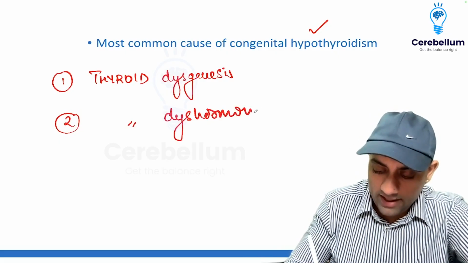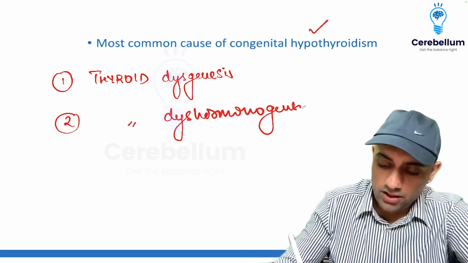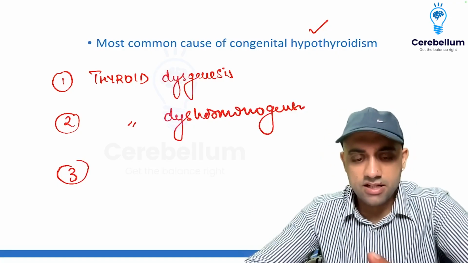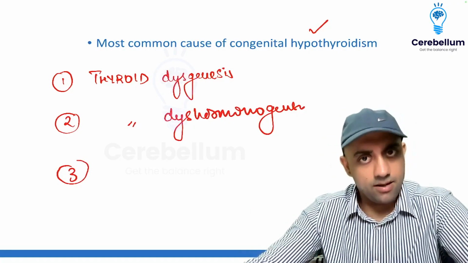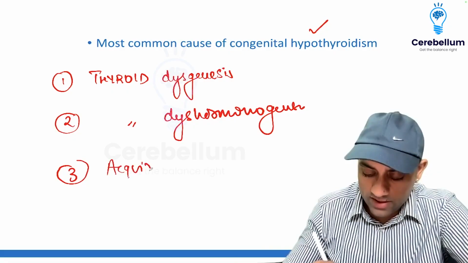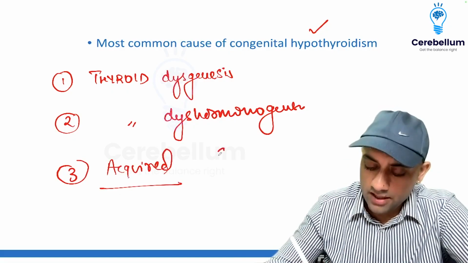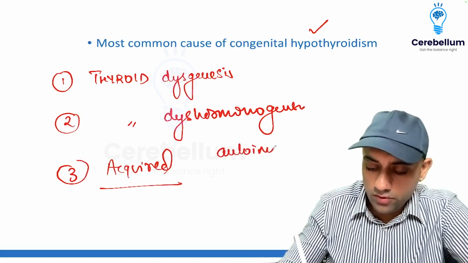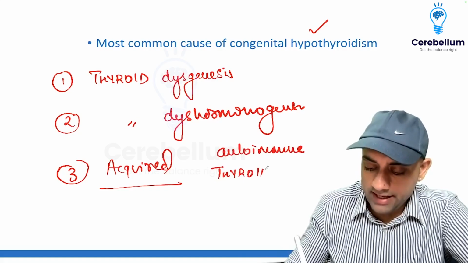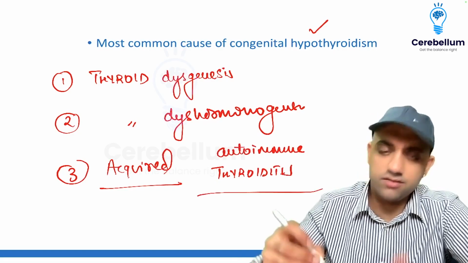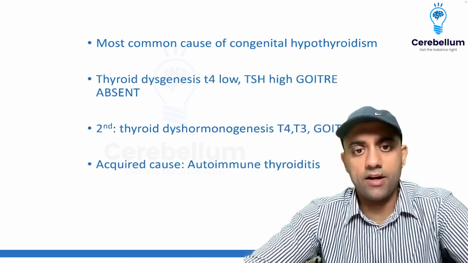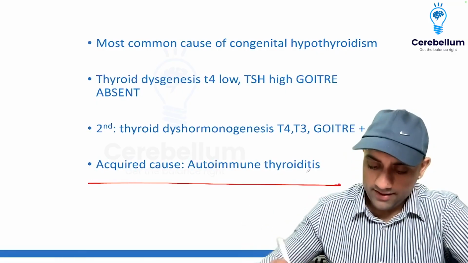Dysharmonogenesis: your thyroid gland is there, but its hormones are not working. So the most common cause of congenital hypothyroidism is thyroid dysgenesis. Second most common is thyroid dysharmonogenesis, and the third is the acquired cause, the most common acquired cause, which is autoimmune thyroiditis, or Hashimoto thyroiditis. Very simple, easy question. Three questions over. So thyroid dysgenesis, dysharmonogenesis, and the acquired cause, autoimmune thyroiditis.